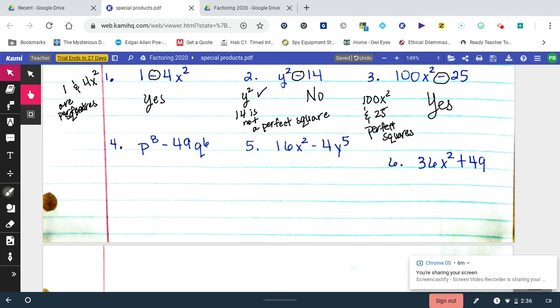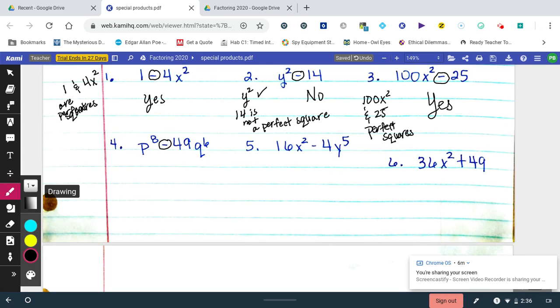Number 4, is there a minus in the middle to represent difference? Sure, there it is. Now I need to check, is p to the 8th a perfect square? Yes, because the exponent is even. And what about 49 q to the 6th? Well, 49 is a perfect square, and q to the 6th is, because as long as that variable has an even exponent, it's a perfect square. So that means the whole term, 49 q to the 6th, is a perfect square. Both perfect squares. So this would be a yes as well.